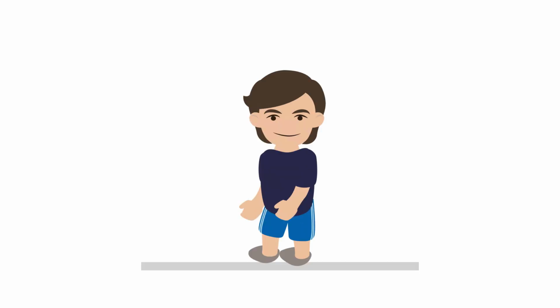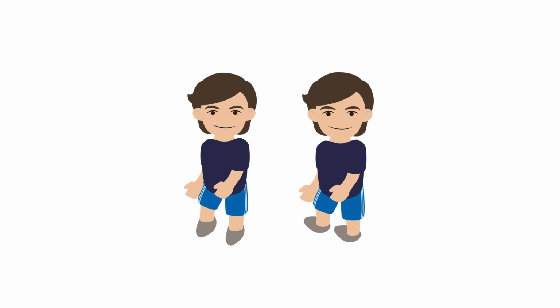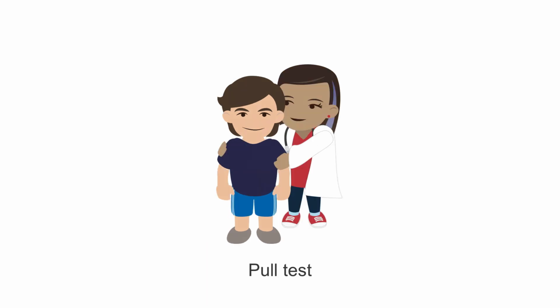Test their gait, including tandem gait. You might ask them to stand on their toes and their heels to assess distal motor power and balance. Finally, the pull test can be used to assess postural stability and is useful as part of Romberg testing, which assesses body sense and proprioception.